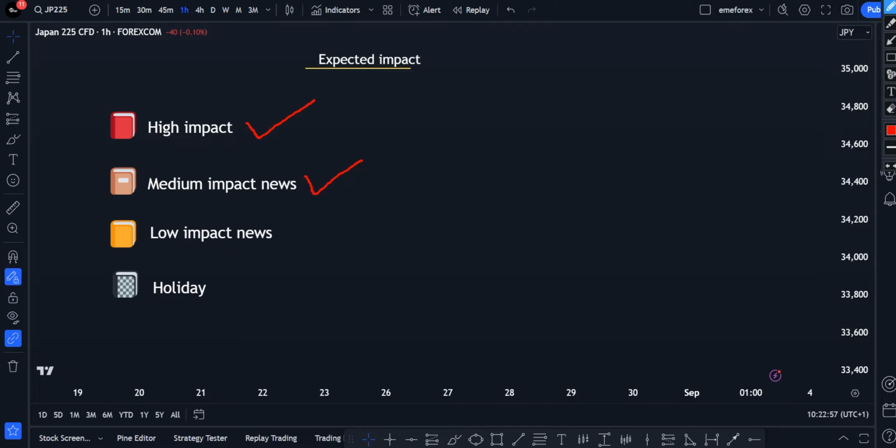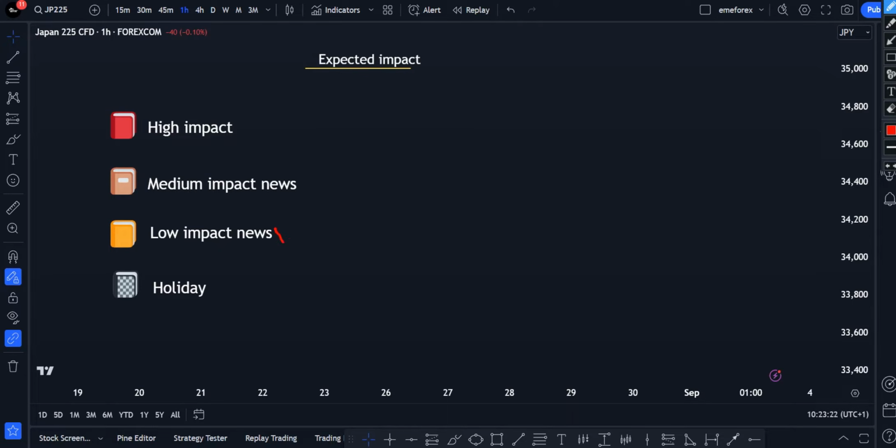Now the medium impact news has to do with a 50-50 kind of outcome. Depending on the outcome, it might not turn out to be a mover. So if it doesn't turn out to be a mover, the orange folder will probably turn out to be like a yellow folder. But if it turns out to be a significant one, it will come out as a red folder. So this one we also want to pay close attention to this category.